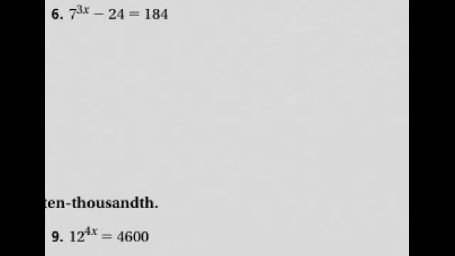Okay, let's look at number 6. 7 to the 3x power minus 24 equals 184. The first thing you need to do in one of these, once again, I see exponential, so I'm going to use logarithms to solve it. But the first thing you need to do is get rid of that 24. That 24 needs to go to the other side. You need to add it so that it's not in the way. It doesn't belong. So what I'm going to do is add 24 to both sides.